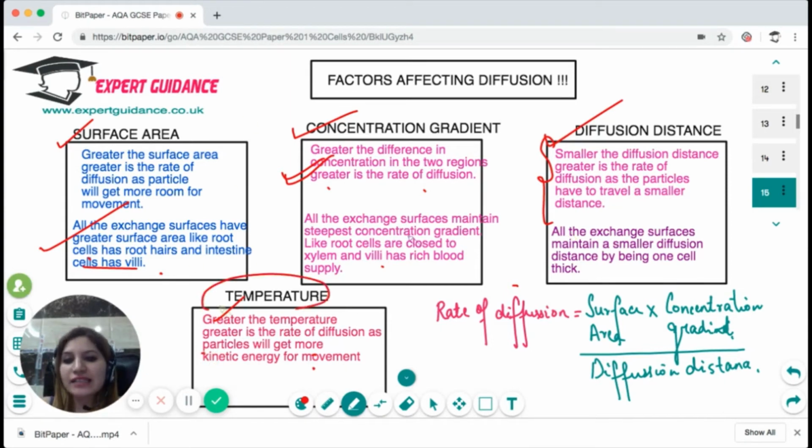And last is the temperature. The greater the temperature, the greater the rate of diffusion, as the particles will get more kinetic energy for movement. So to summarize, the rate of diffusion is surface area times the concentration gradient divided by the diffusion distance. And you need to remember that, because if any question on adaptation for diffusion comes in, you need to talk about all these four factors: how that particular surface is maintaining a higher surface area, greater concentration gradient, smaller diffusion distance, and temperature.